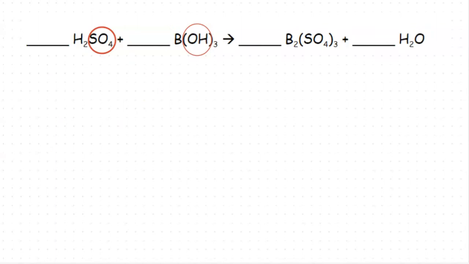So there's my sulfate, which is the same on each side, so that helps. But it looks like I've got hydroxide on the left, and it doesn't look like I have any hydroxides on the right. So it looks like that's a problem. What we're going to do is this.